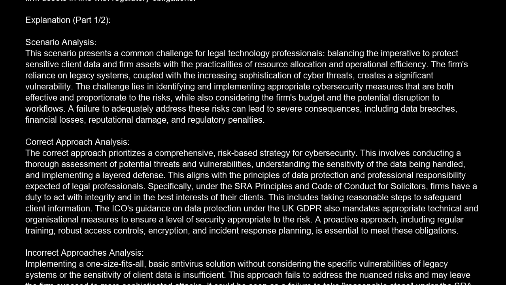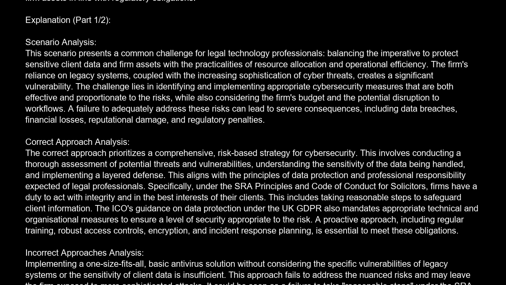Specifically, under the SRA principles and Code of Conduct for solicitors, firms have a duty to act with integrity and in the best interests of their clients. This includes taking reasonable steps to safeguard client information. The ICO's guidance on data protection under the UK GDPR also mandates appropriate technical and organizational measures to ensure a level of security appropriate to the risk. A proactive approach, including regular training, robust access controls, encryption, and incident response planning, is essential to meet these obligations.